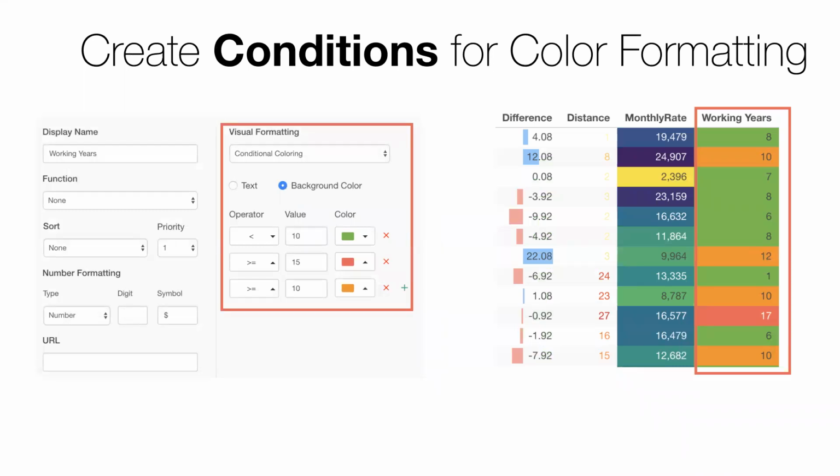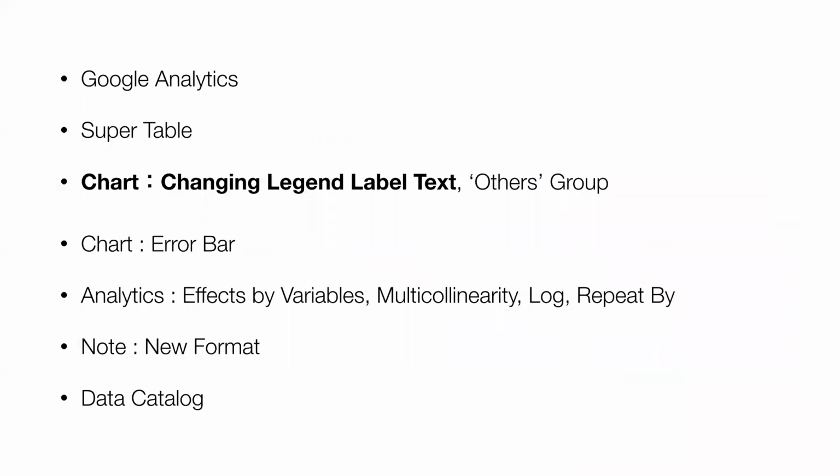And this one is a condition. Sometimes some people call it conditional formatting. So you might want to create multiple rules, let's say greater than 10, less than 5, or something like that, and assign a color based on the condition. You can do that as well. So that's the super table.